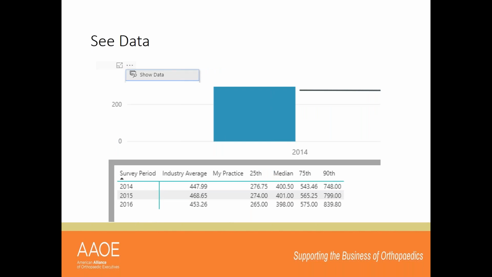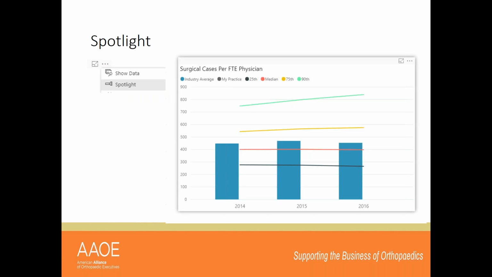So this will show your data, the industry data and your data, and then you can actually see the numbers down below. This is helpful for some of us who want to present that at board level and have the hard numbers to show. You can copy this. You can snip this into a PowerPoint and take it to your board meeting or your physician meetings.